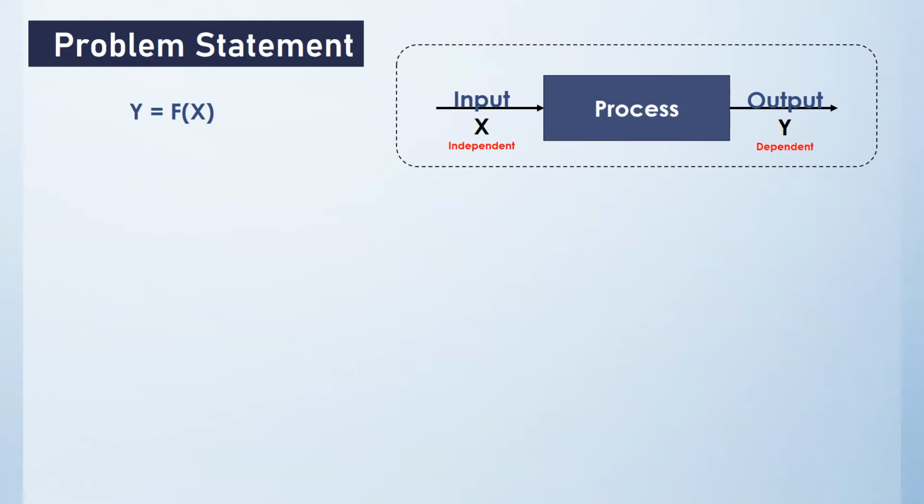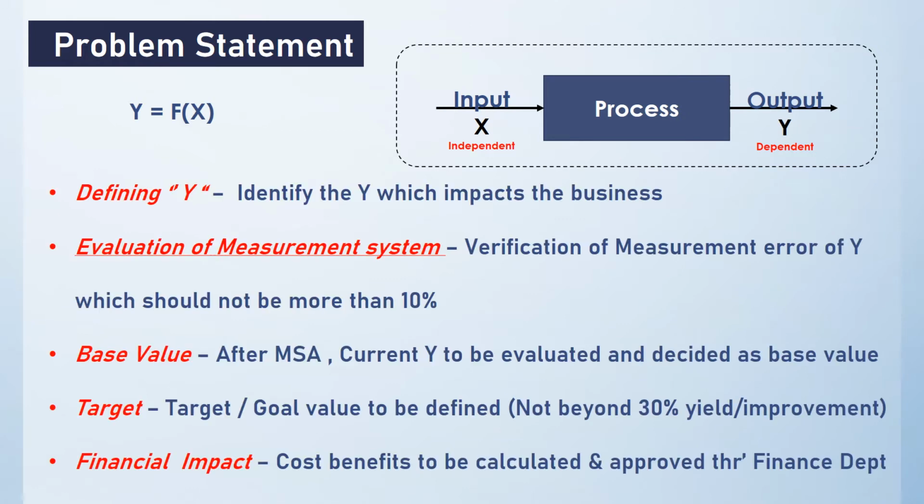Now let us learn how to state the problem statements. So how to define it. This one we already studied: Y is equal to f of x. So x is the input and y is the output, and this is driven through the process and we get a y. So defining y is what our specific project statement is.